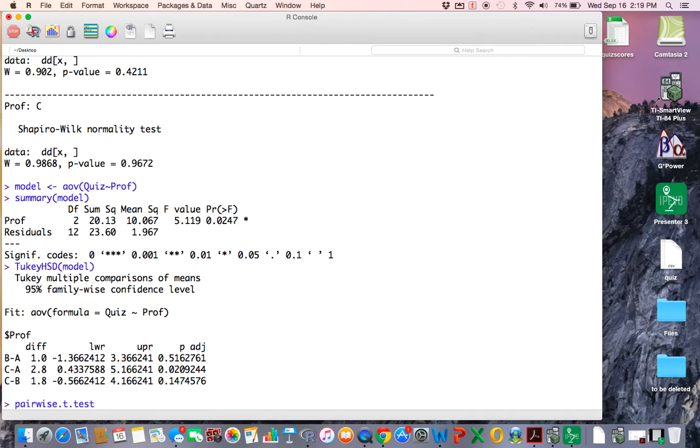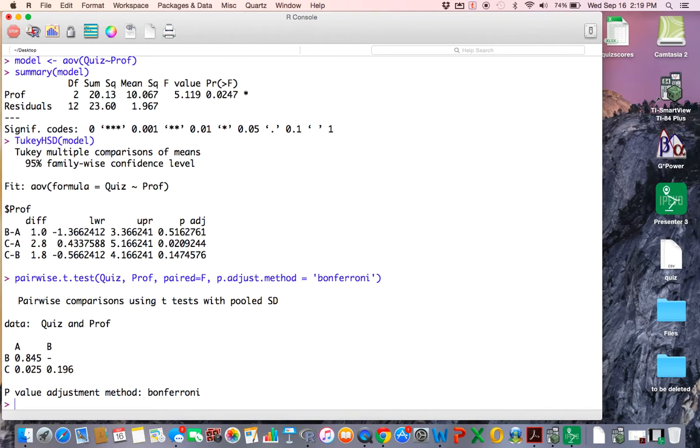So what's probably equally as effective is called the pairwise t-test. And we can just go quiz over prof. Now, the first thing we have to do is make sure that R knows we're not doing a paired t-test. So we'll just do paired false. And then we need to come in and adjust. Let's see, is that right? P-adjust method. Yeah, I think this works. And I want to look at the Bonferroni approach.